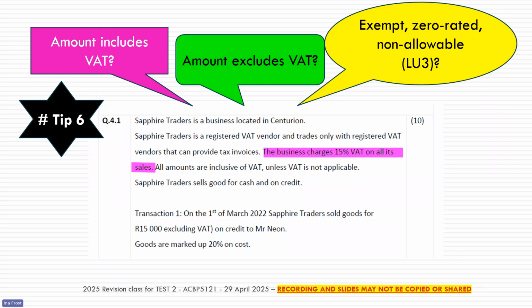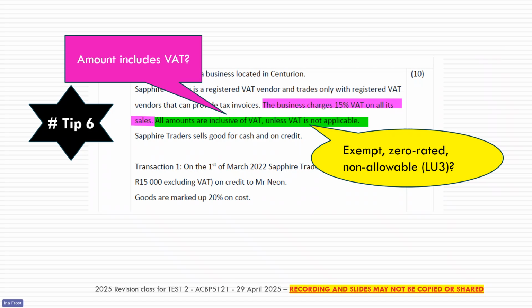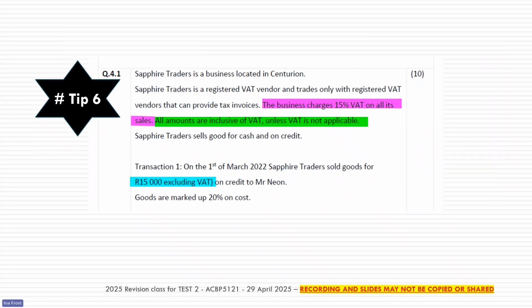So remember again, for every single transaction, you've got to ask yourself the 3 questions. Does the amount include VAT? Does the amount exclude VAT? Or is it one of those exempt, zero-rated, or non-allowable items? That is an important question for every single transaction, because as we, for example, see in this transaction, for one particular entry, the amount was actually excluding VAT. So those are all the kinds of little details you must always be on the lookout for when you are in your test or in your exam.